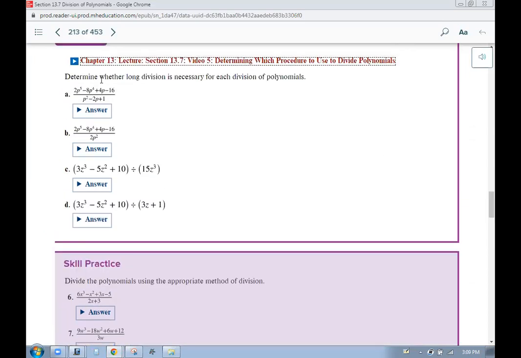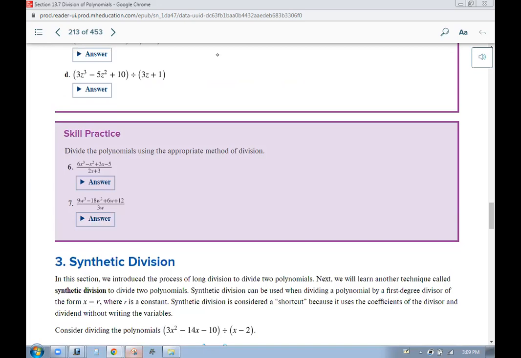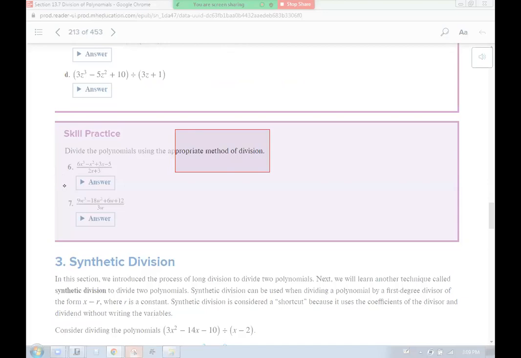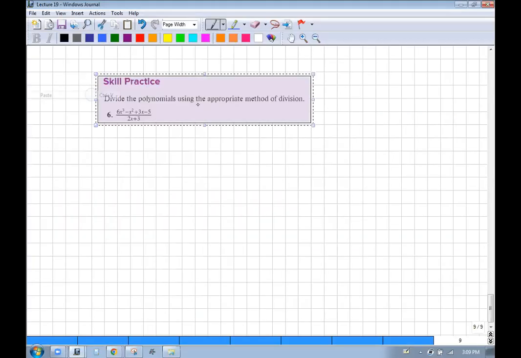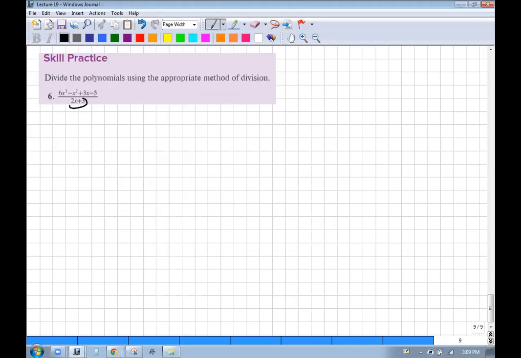Yeah, that one they just wanted us to determine whether it was necessary. Here they want us to actually divide. So here they don't tell us what the appropriate method is. I can tell you right now, because there's more than one thing on the bottom, we need to do long division. We're doing 2x plus 3 into 6x cubed minus x squared plus 3x minus 5.